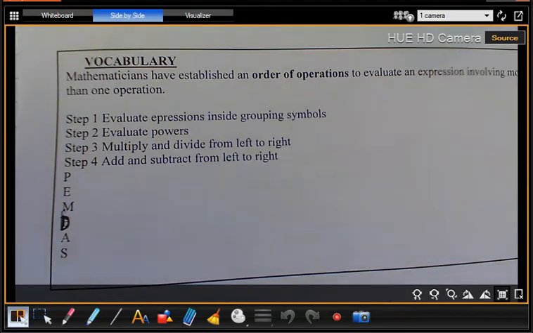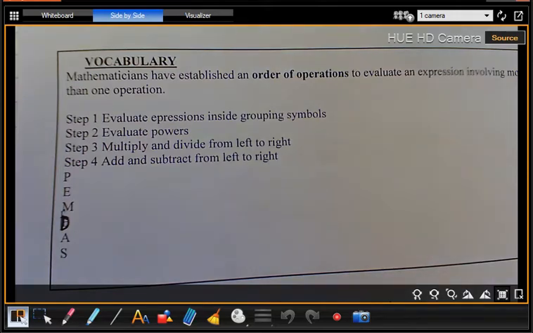Look at a worksheet on order of operations. So mathematicians have established an order of operations to evaluate an expression involving more than one operation. So we're going to evaluate expressions inside grouping symbols. That means like parentheses. We're going to evaluate powers. That's like exponents. And then we're going to multiply and divide from left to right, and then add or subtract from left to right. And we call that PEMDAS.